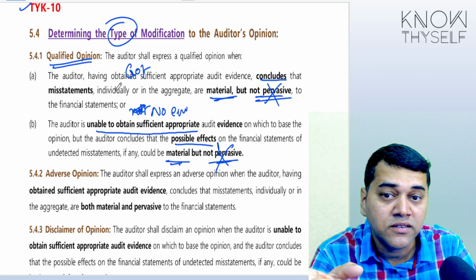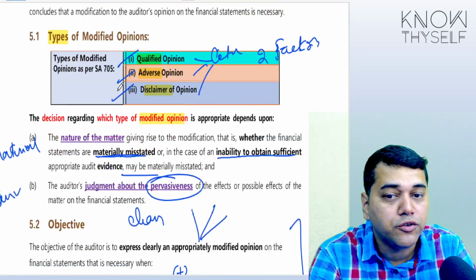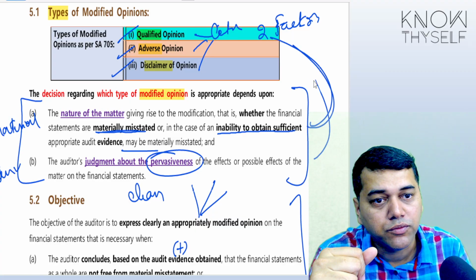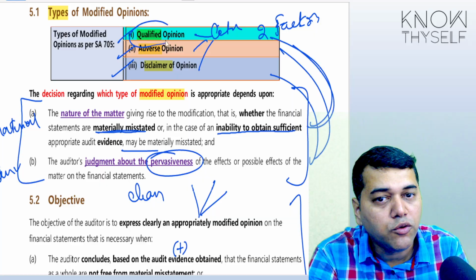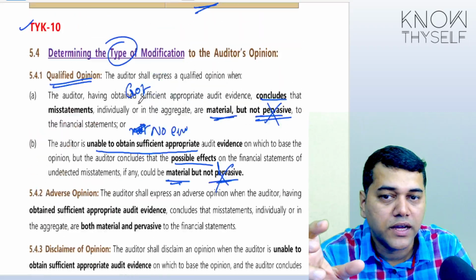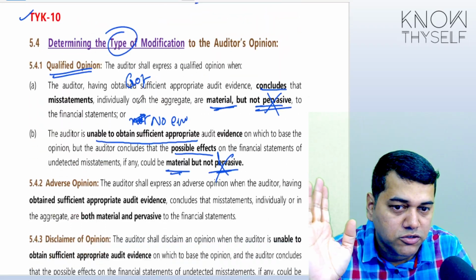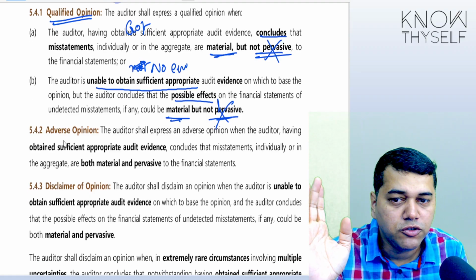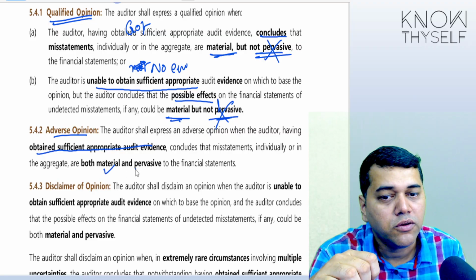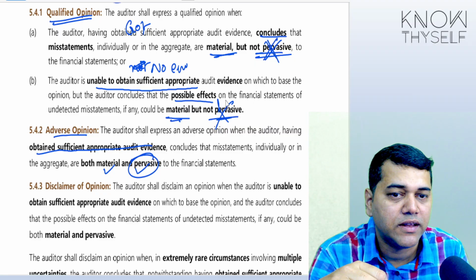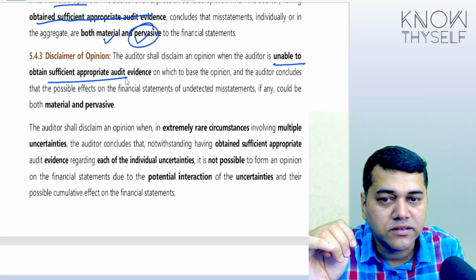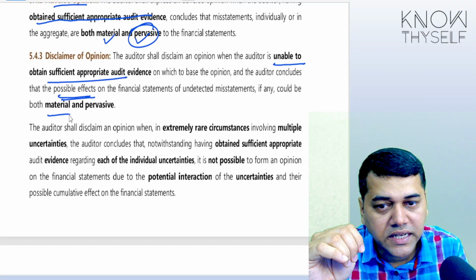They can ask how you decide which type of opinion you will give. You have to talk about this in the answer, because this will decide which type you give. They can specifically ask how you decide whether to give a qualified opinion or not. Then you have to explain this too: you got evidence, you didn't get evidence. I hope you are clear, students. And you should give an adverse opinion when you obtained evidence and the misstatements are material and also pervasive. In both earlier cases they were not pervasive. A disclaimer is when you are unable to obtain evidence and the possible effect is material and pervasive.